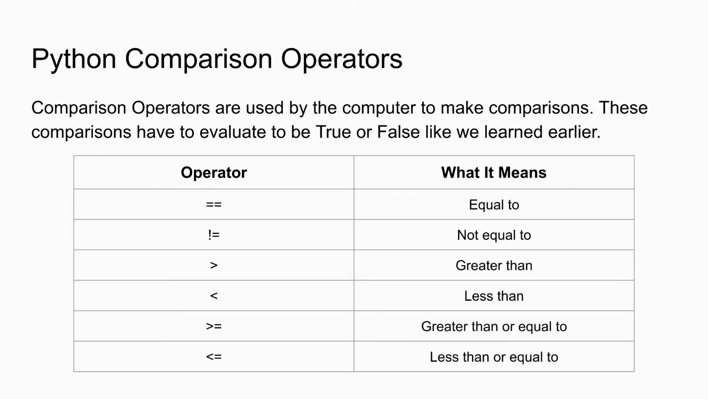Now we'll look at some Python comparison operators. Comparison operators are used by the computer to make comparisons. These comparisons have to evaluate to be true or false, like we learned earlier. So, these 2 equal signs mean equal to. An exclamation mark and an equal sign means not equal to. This opening symbol over here means greater than, and this less than. The greater than symbol and the equal symbol means greater than or equal to, and the less than and equal symbol means less than or equal to.